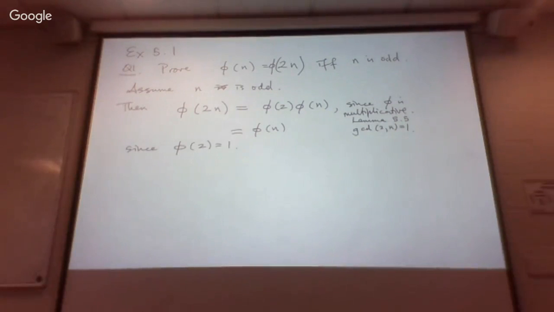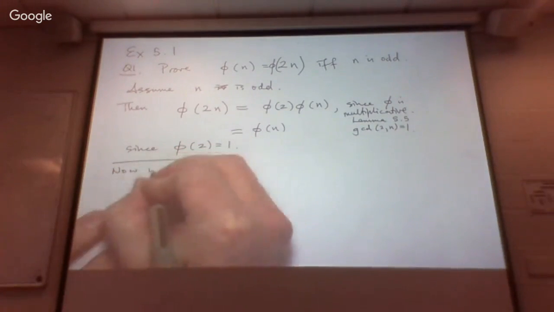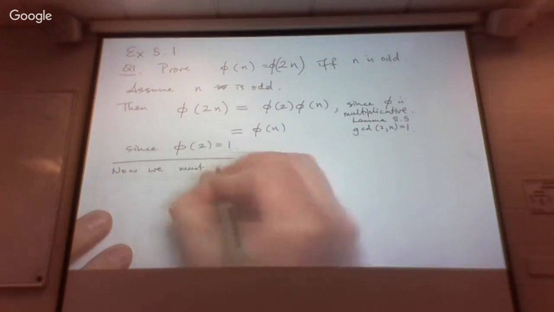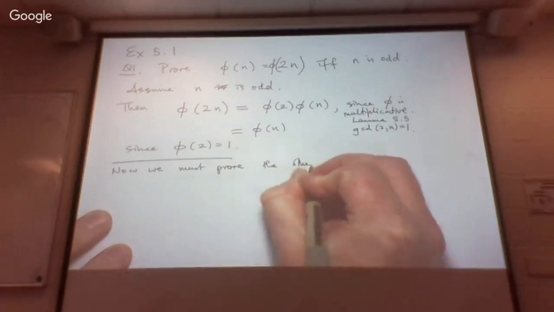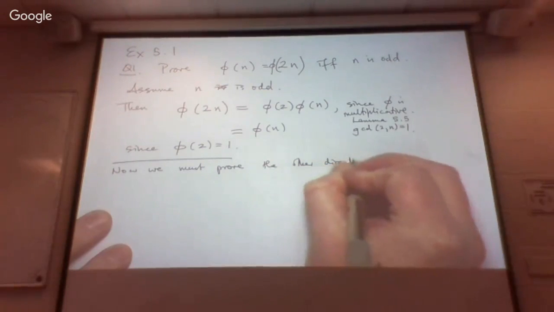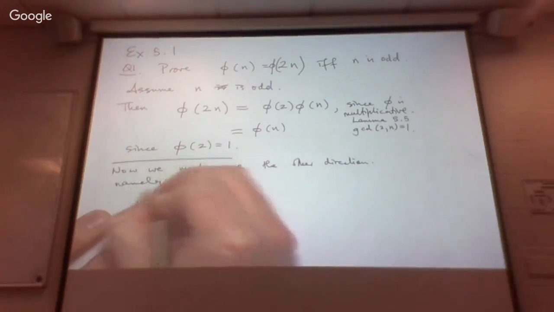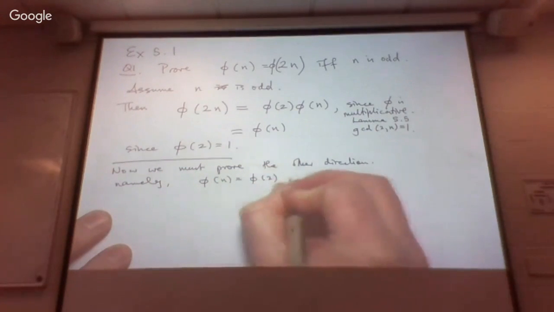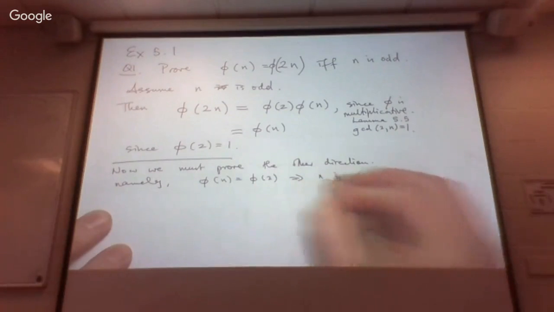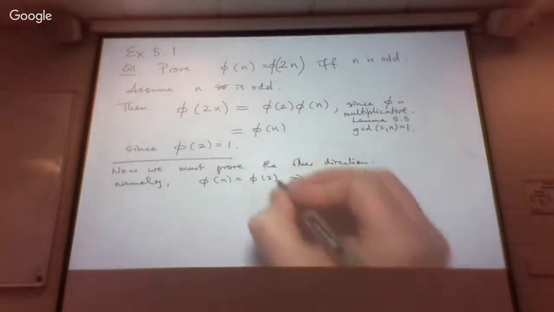Secondly, we want to go the other way. Okay. Now we must prove the other direction, namely that if the equation is true, that implies n is odd. Phi of n is phi of 2n.